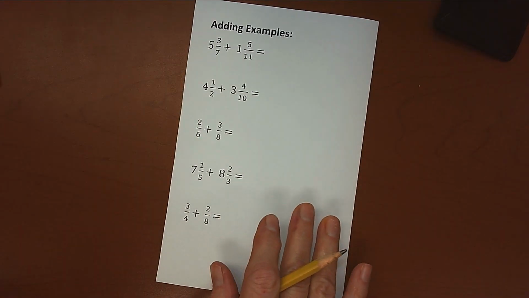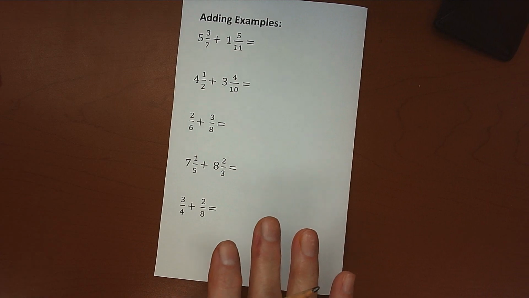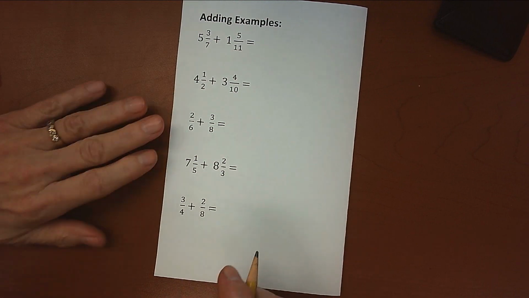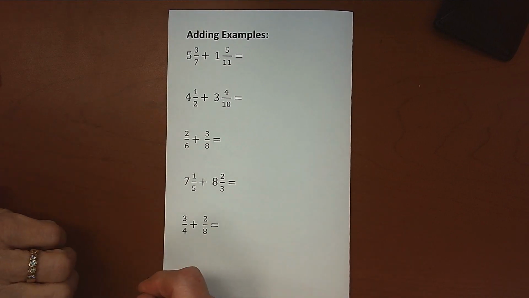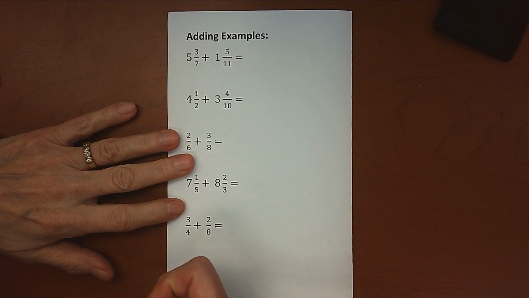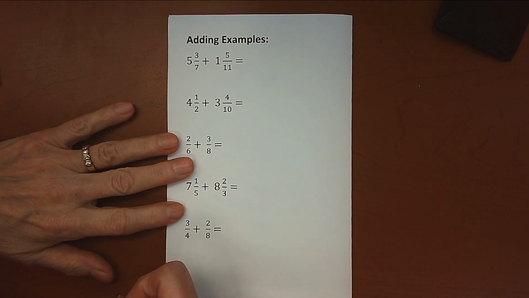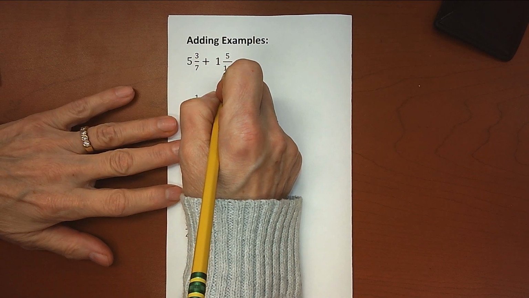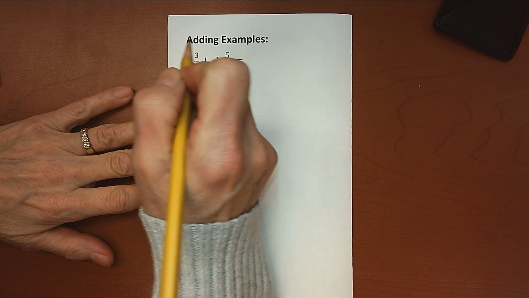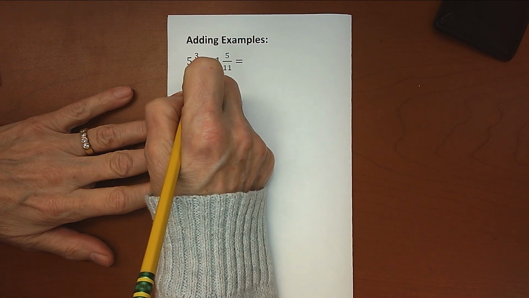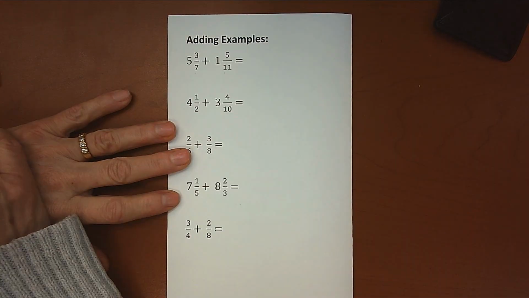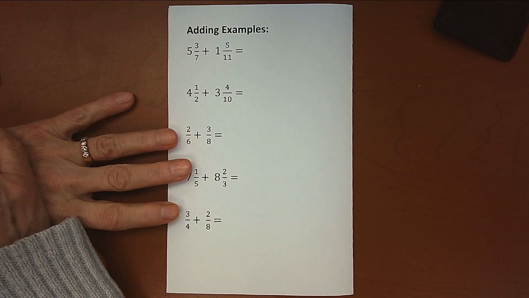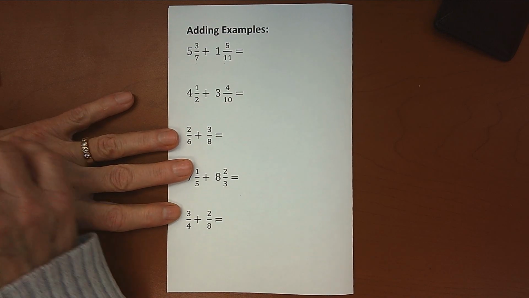All right, so my first problem here is that I need to add 5 and 3/7 and 1 and 5/11. Well, I need a common denominator. I think the fastest way to find a common denominator is to take the larger number and list its multiples until you find something that the smaller number will also divide into, so that you know you have a multiple of both numbers.